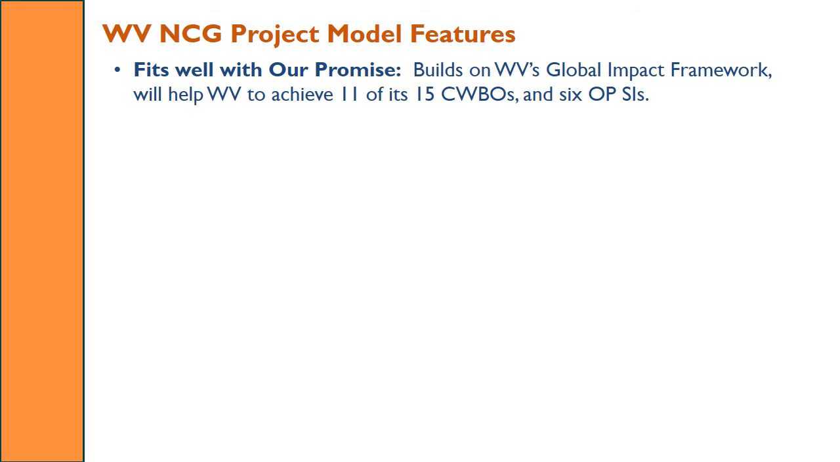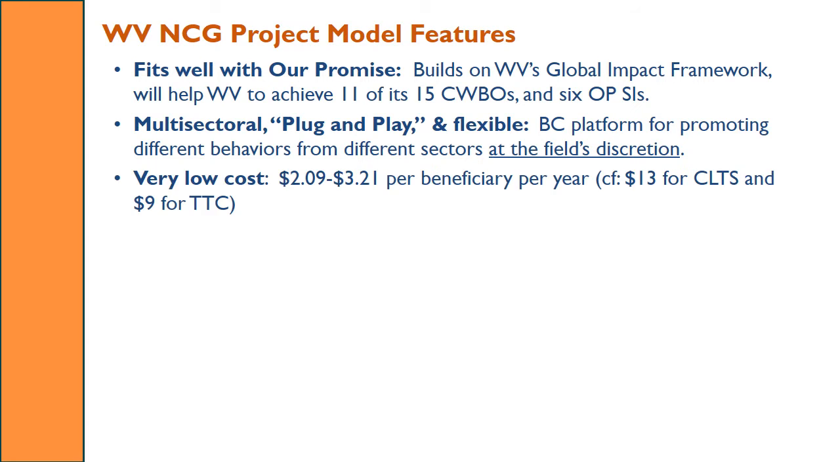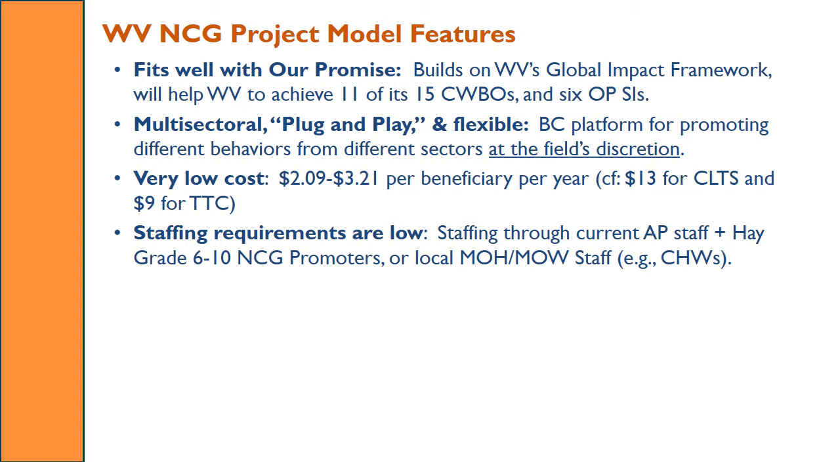Here are some of the features of this innovative Nurturing Care Group project model. One is it fits well with World Vision's strategic initiatives. It's also multi-sectoral, it's plug and play and flexible. Since it's a behavior change platform, you can basically promote all sorts of different behaviors, as I mentioned. It's very low cost. It's only about $2 to $3 US per beneficiary per year. You can compare that to about $13 for the community-led total sanitation model, or $9 for the timed and targeted counseling model. Staffing requirements are low.